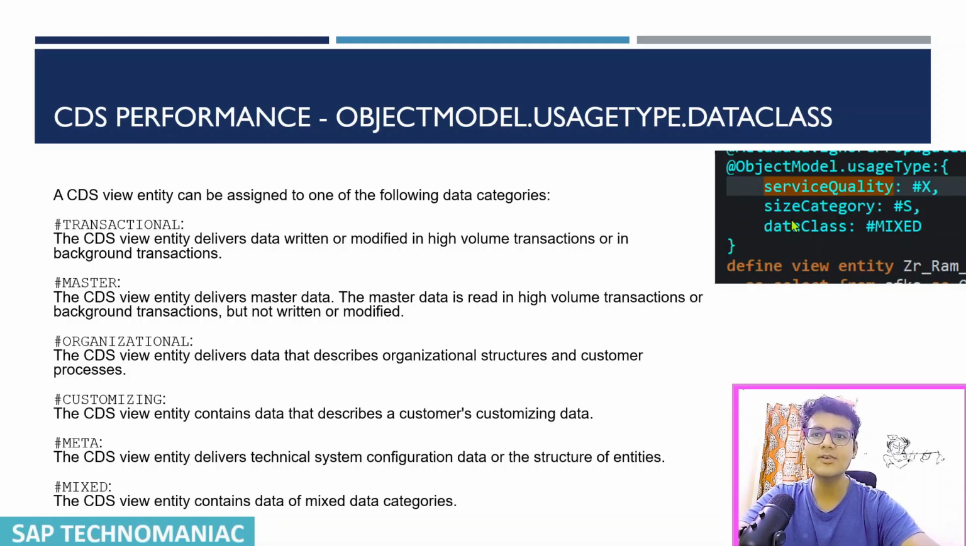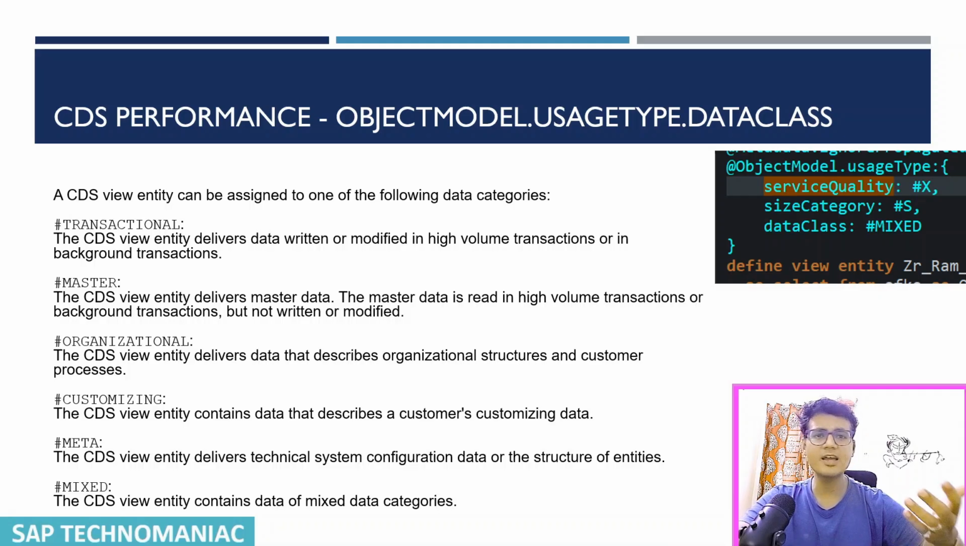The first annotation is the data class. By default, whenever you create the view entity, the annotation given for data class is the mixed category. But let me go to the system and show you; that will be better. You should understand what data class means. What is the transactional category? You should be able to differentiate what is transactional data, master data, organizational data, customizing data, metadata, and mixed data.